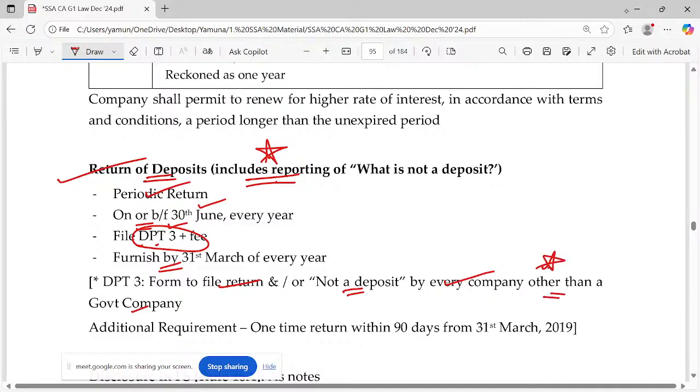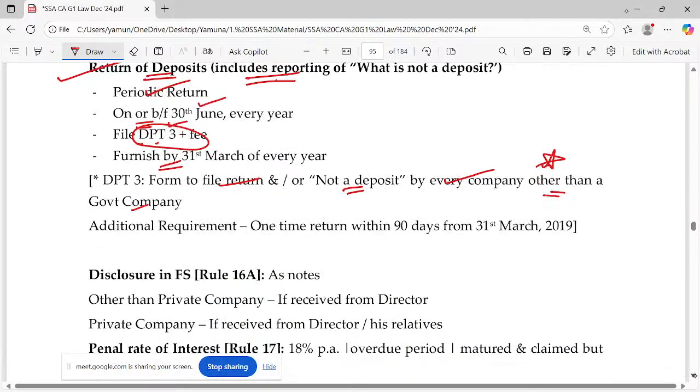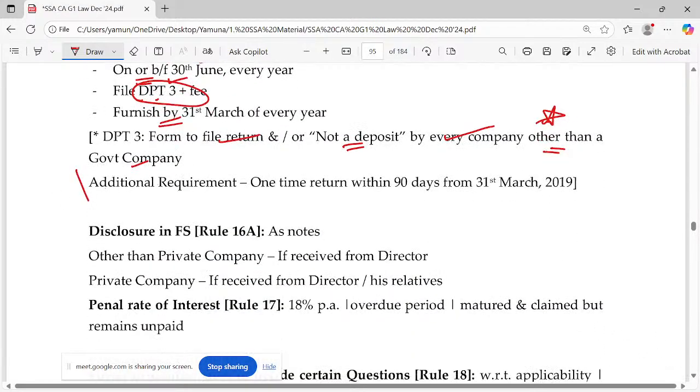Please highlight every company other than a government company. So it's not applicable to a government company. Apart from this, there was an additional requirement.